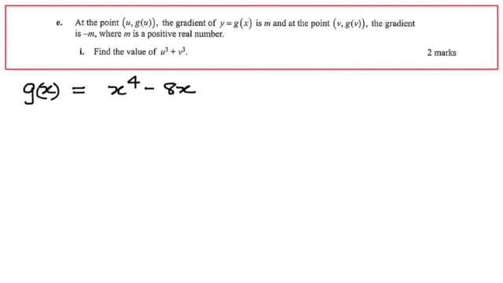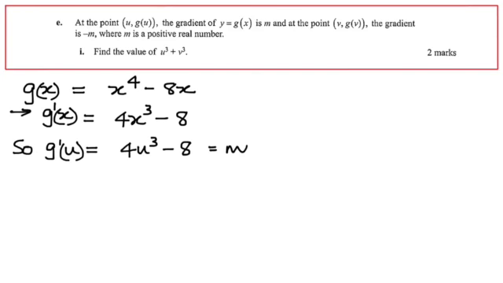So, alright, there's g of x. Okay, we're looking at gradients. So let's work out the gradient, shall we? There it is. Now let's substitute our value of u in, and we get that, and apparently the gradient's equal to m. Well, there's something. That looks like something. Not sure yet. Well, don't worry, we'll see it in a minute.